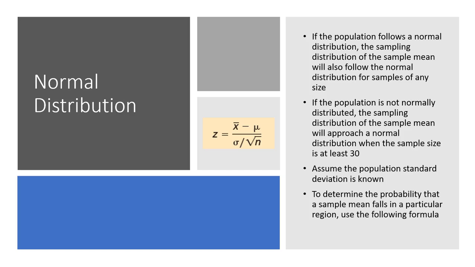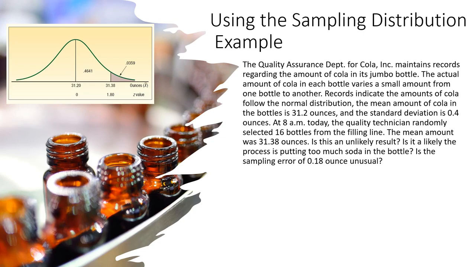So we'll use the Z formula when the population standard deviation is known or assumed to be known. Looking at this example, the quality assurance department for Cola Incorporated maintains records regarding the amount of cola in its jumbo bottle. The actual amount of cola in the bottle varies a small amount from one to the next, and looking at records, we see that it follows a normal distribution with a mean of 31.2 ounces and a standard deviation of 0.4 ounces.